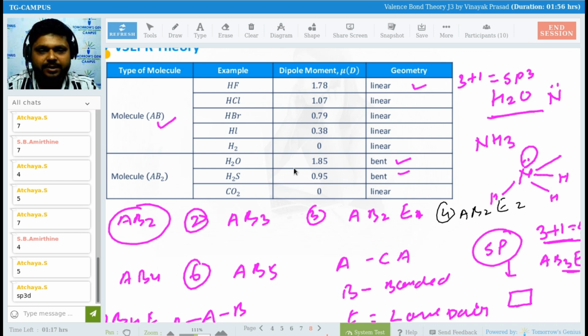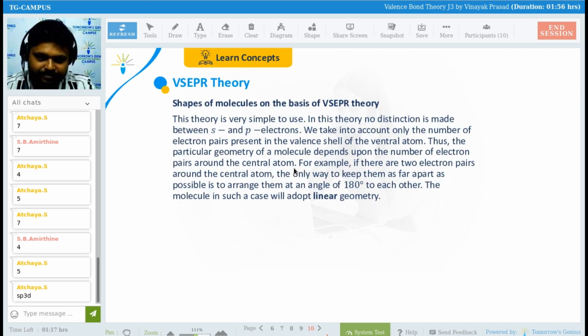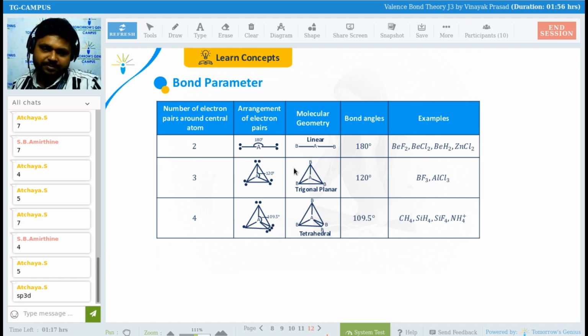One more thing you have to see: if AB type is there, then linear will be the geometry. If AB2 type is there, then it can be bent or linear. If AB3 type is there, it can be trigonal pyramidal or trigonal planar. If AB4 type is there, then tetrahedral will be the geometry. Is it clear to each and everyone?